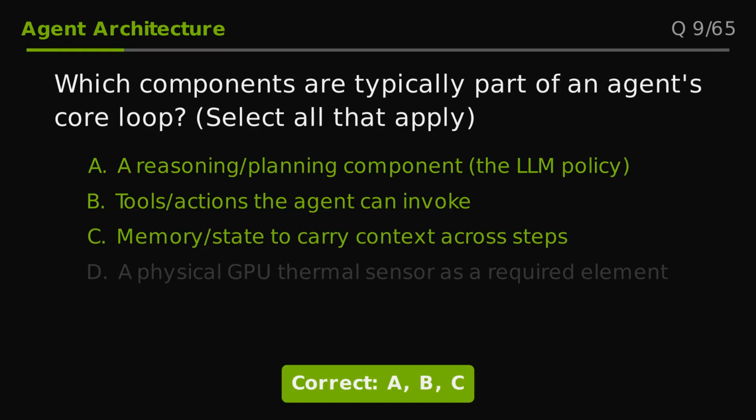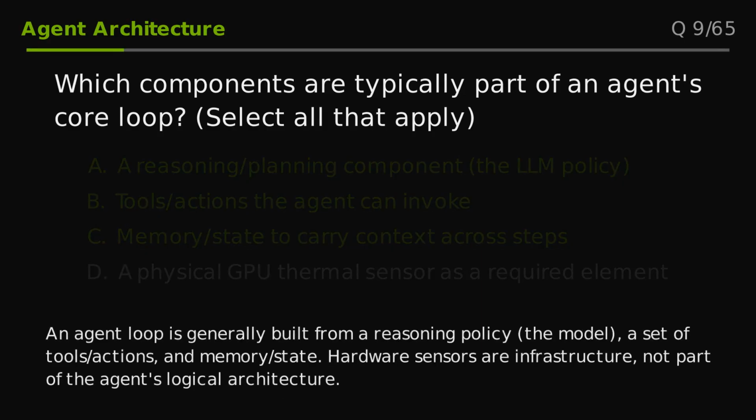The correct answers are N. An agent loop is generally built from a reasoning policy, the model, a set of tools (actions), and memory (state). Hardware sensors are infrastructure, not part of the agent's logical architecture.